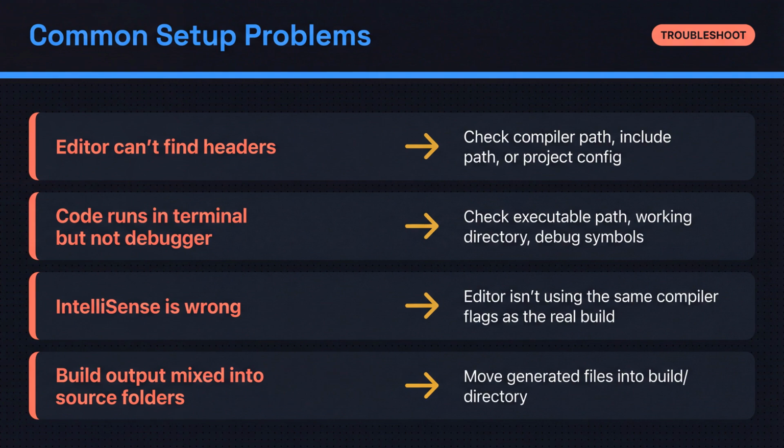Problem 4. Build output is mixed into source folders. Object files and executables landing next to your .cpp files. Move everything into a dedicated build directory early before it becomes a habit.